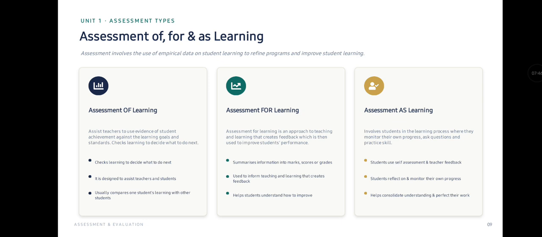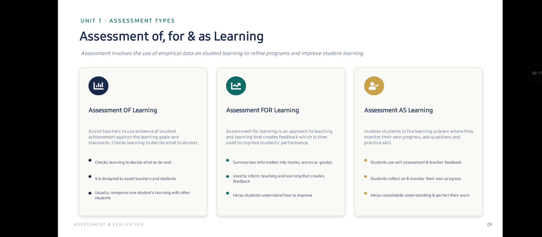Next is assessment of, for, and as learning. Assessment of learning assists teachers to use evidence of student achievement against the learning goals and standards. Checks learning to decide what to do next. It is designed to assist teachers and students. Usually compares one student's learning with another student.